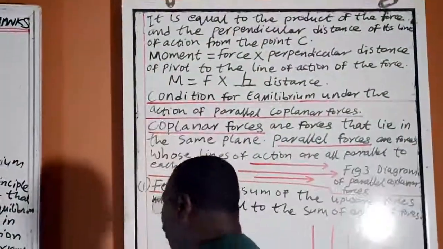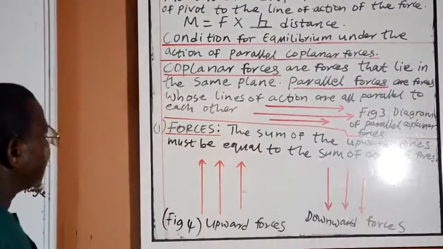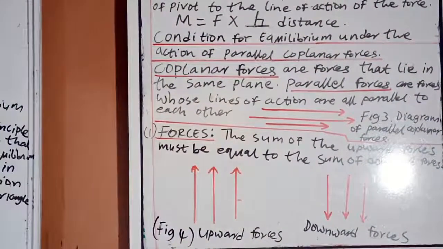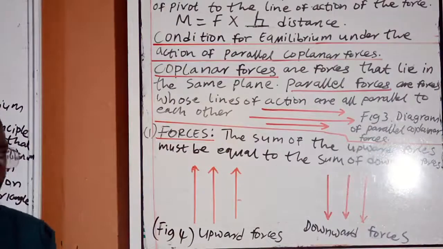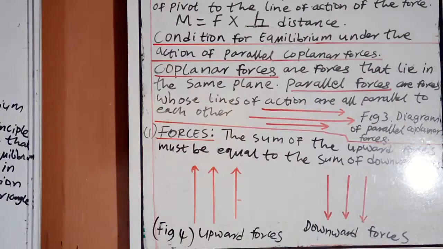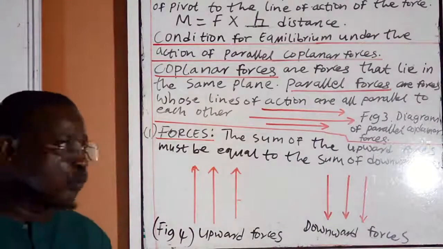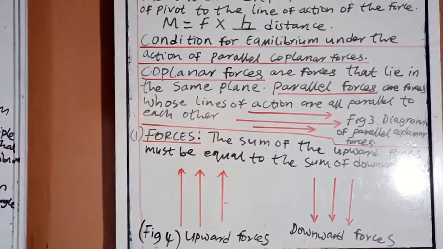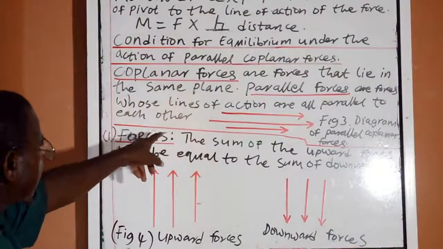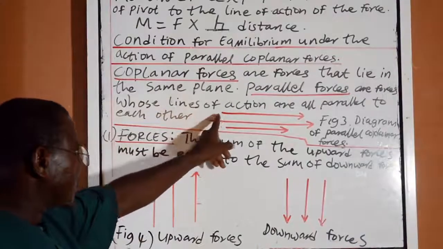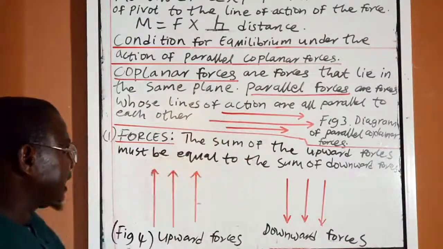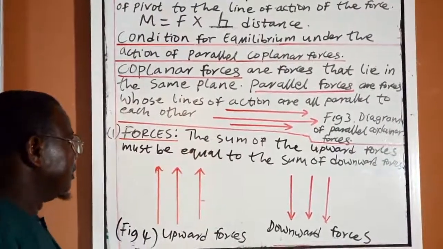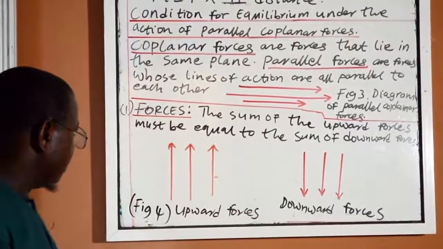Condition for equilibrium under the action of parallel coplanar forces. Coplanar forces are those forces that lie in the same plane. Parallel forces are forces whose lines of action are parallel to each other. This is the diagram of parallel coplanar forces, represented by a straight line with an arrow at the end to show that it is a vector quantity.